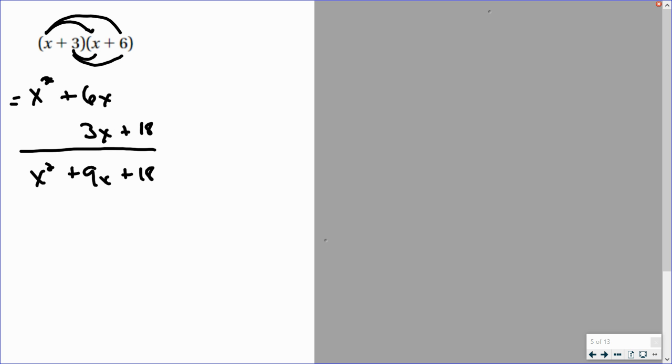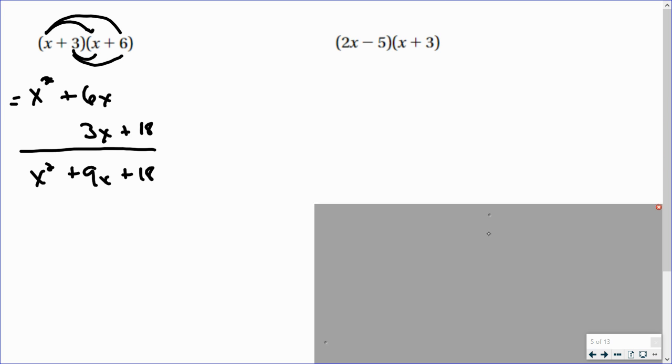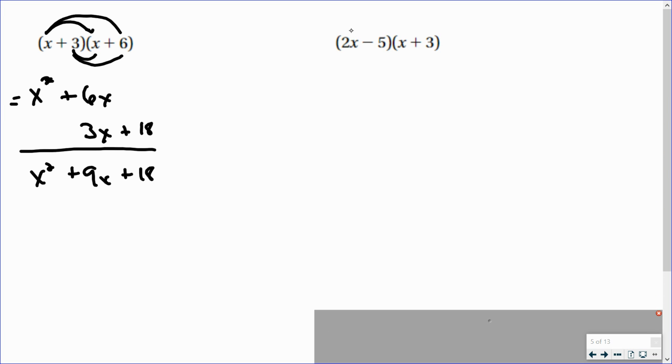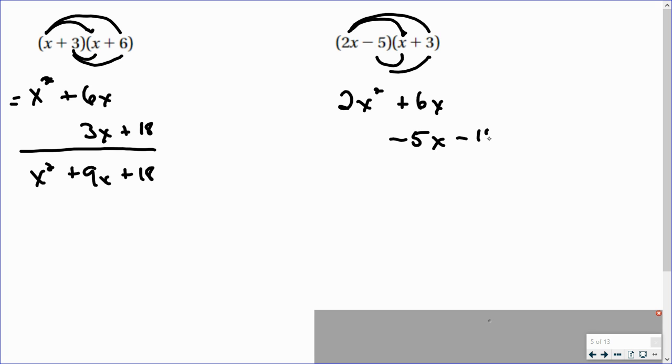Then I don't put them on top of each other. I leave them a little different, with a little space there. But as long as they line up, I'm going to keep them there. It really works out nice. So x times 2x is 2x squared. x times 3, 6x. Negative 5 times x is negative 5x. Negative 5 times 3 is negative 15. Add these up to get my answer there.